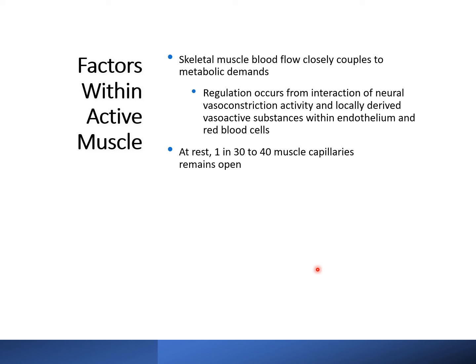So factors within the active muscle. Skeletal muscle blood flow closely couples to metabolic demands. If we know what metabolic demands means, right? If you need more energy, you're going to need more blood flow. So this regulation occurs from the interaction of vasoconstriction activity and locally derived vasoactive substances within the endothelium and red blood cells. I don't really care if you guys know this part, right? I want you to understand that when the skeletal muscle needs more energy, it's going to need more blood flow. So they're very closely related to each other.